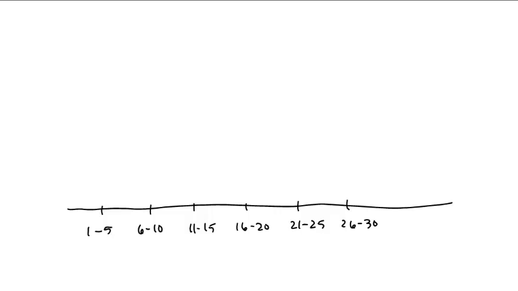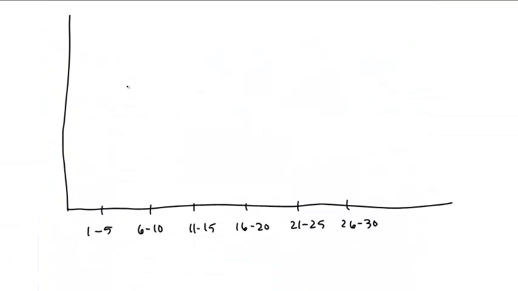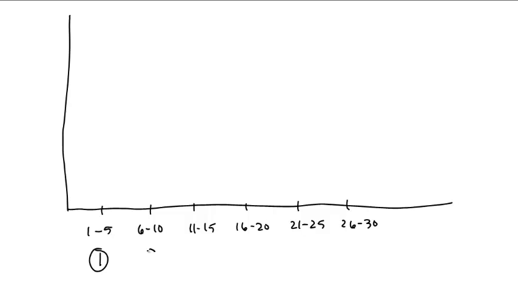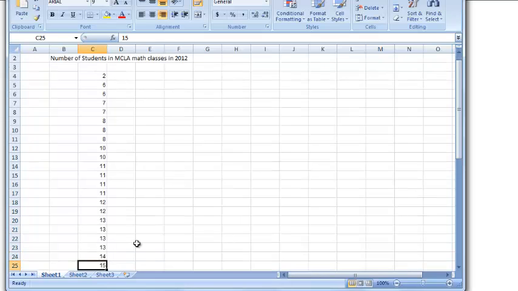Now you could have had 10 numbers in each, you could have had 2 numbers in each. Well, let's just see how many are in each. So 1 to 5, one class had 2 students. So there's one class that was in that range. 6 to 10, how many do we have? We have 1, 2, 3, 4, 5, 6, 7, 8, 9. 9 classes had between 6 and 10. How many had 11 to 15? 1, 2, 3, 4, 5, 6, 7, 8, 9, 10, 11, 12, 13.